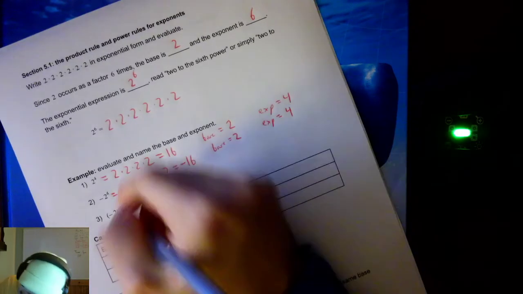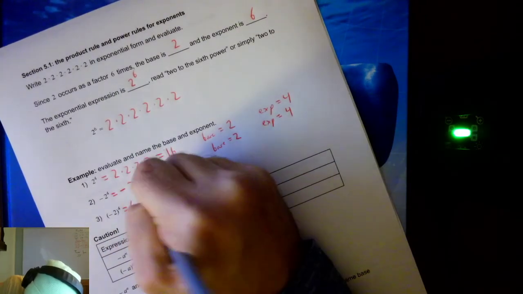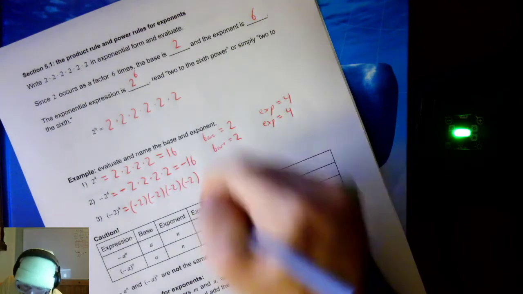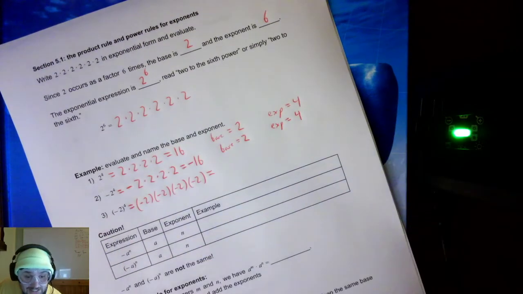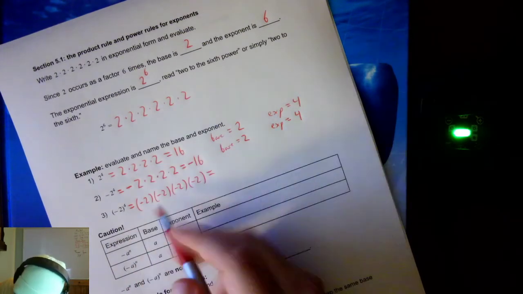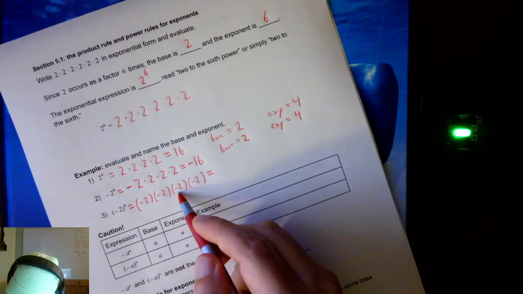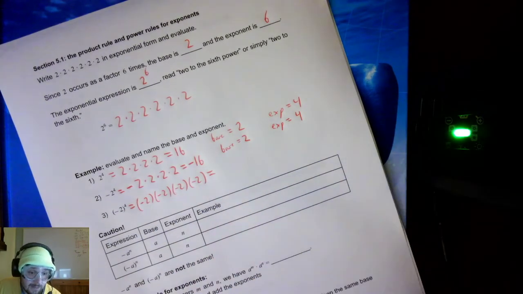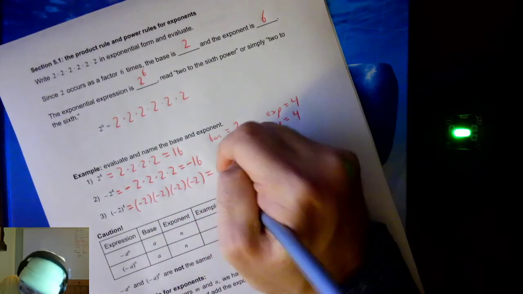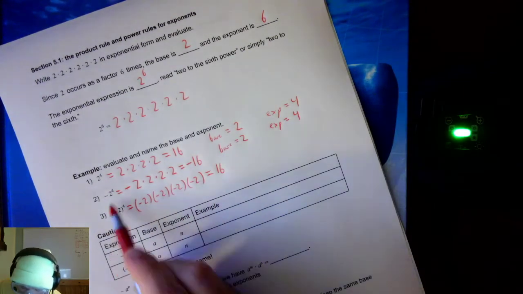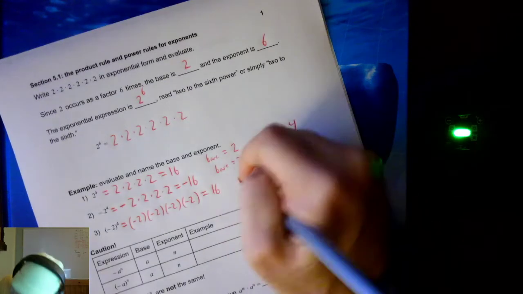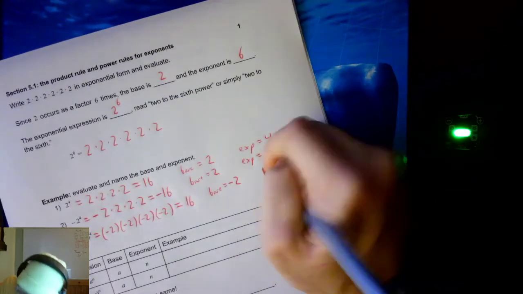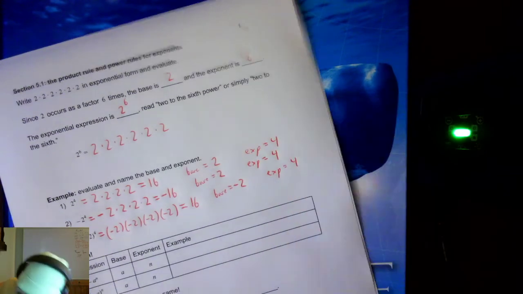Now, in the third example, I'll be repeating negative 2 times negative 2 times negative 2 times negative 2, 4 times, because the negative is inside the parentheses. Here, negative times a negative is positive, times a negative is negative, times a negative is positive. So it's going to be positive in the end, right? 4 copies of a negative sign will give me a positive number, and 2 times 2 times 2 times 2 gives me 16, so it'll be positive 16. Notice I got different answers for examples 2 and 3. Now, here, the base is negative 2. This example is slightly different, and the exponent is still 4.